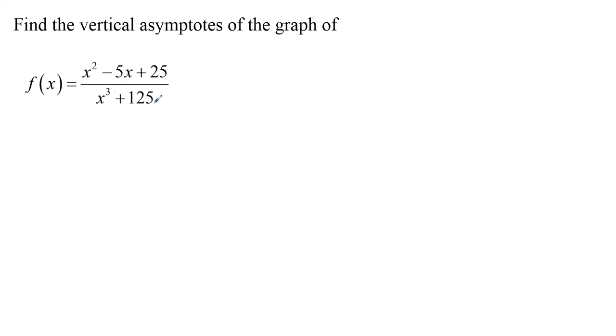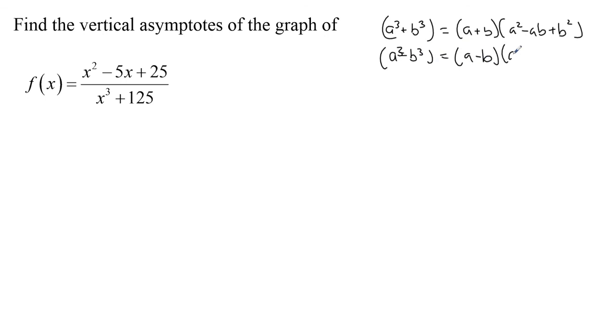This thing is a sum of cubes. So we've got to go all the way back to Algebra 2. Let's do it this way. Just as a review, a to the third plus b to the third equals a plus b times a squared minus ab plus b squared. And just as a real quick review, a to the third minus b to the third equals a minus b times a squared plus ab plus b squared. And this thing doesn't factor anymore. That's just one of the properties.